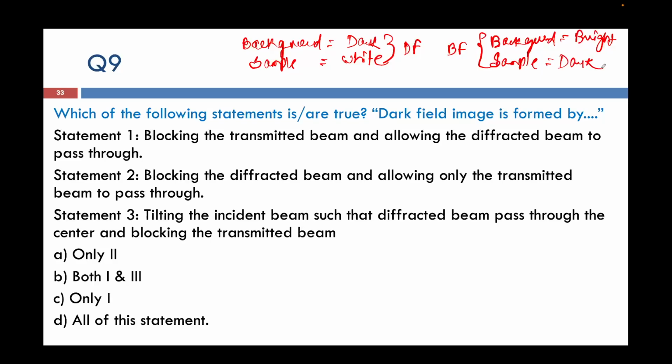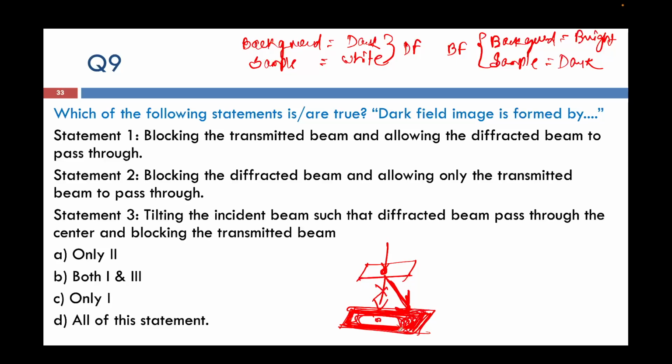Okay, so blocking the transmitted beam and allowing the diffracted beam to pass through. That means if my sample is like this and I am not allowing the transmitted beam onto the viewing screen, then only the diffracted beam will be coming. In that case, what will happen? The background will be dark, right? So the background will be dark and my sample, let's say this is my sample, will be white.